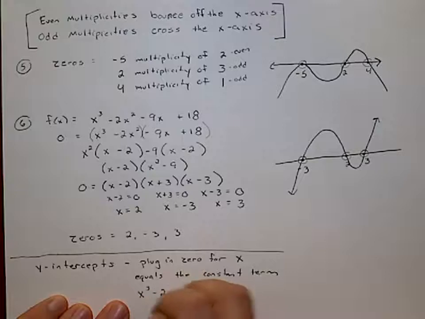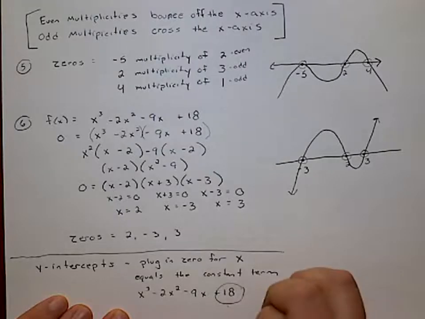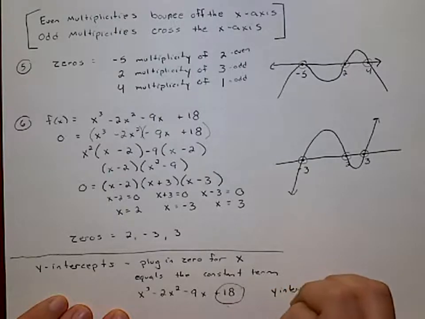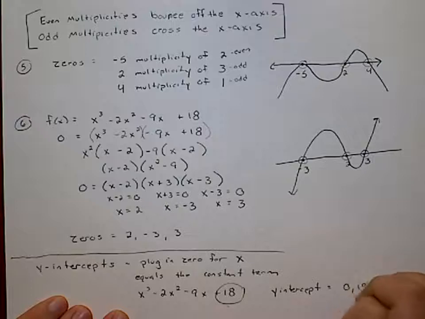x to the third minus 2x squared minus 9x plus 18. The constant term is the term without the variable. So this has a constant term of 18. So our y-intercept, where it crosses the y-axis, is going to be the point (0, 18).